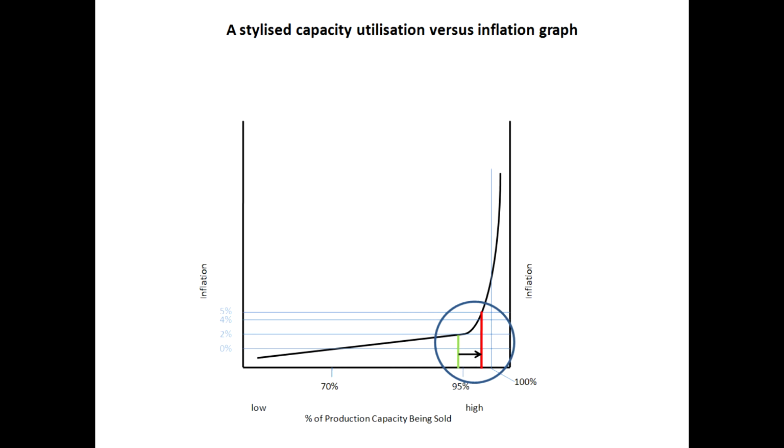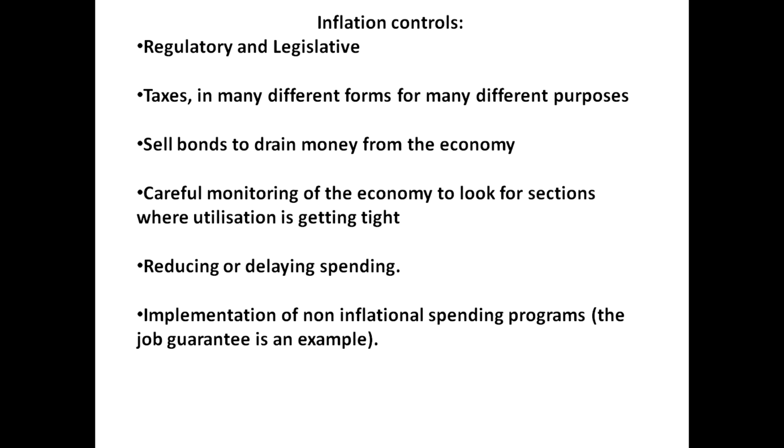Therefore, modern monetary economics needs to get prepared to get out of higher than target inflationary areas, should it end up in them. There's broadly two schools of control mechanism for doing this. One is preemptive and the other is reactionary. Some things, like tax, could fall into both categories. It depends on the type of tax it is to determine which group it belongs to. The list of things in the toolbox is thus: regulational controls, tax-based controls, bond sales, careful monitoring of the economy, spending delays, spending reductions, and the implementation of non-inflational spending programs like the job guarantee.